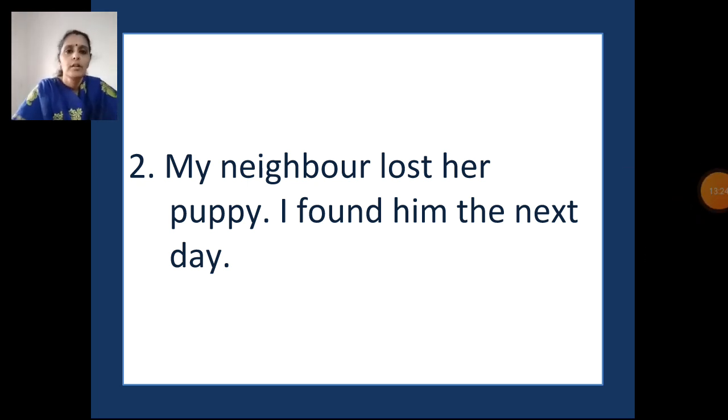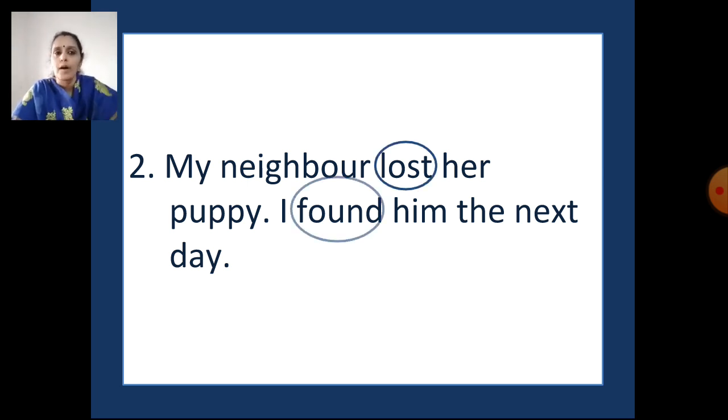Okay, children. So did you all copy the sentence down? Now circle the pair of opposites that you find here. My neighbor lost her puppy. I found him the next day. Yes, so lost and found. This is the pair of opposites in the sentence. So you have to circle lost and circle found. Clear? Done, children? Now let's move to the next question.